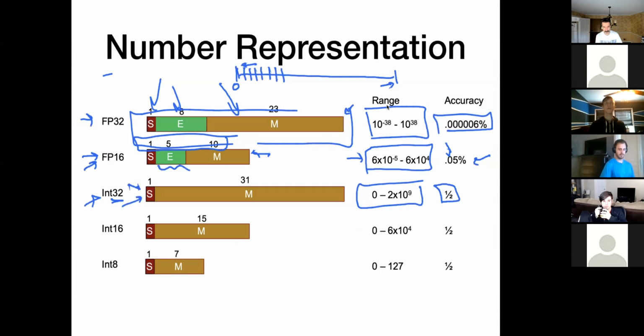The same for lower precision integer. You get exactly the same accuracy based on this integer, but obviously the range of the values that you can represent would be totally different. Do you have any question about this?